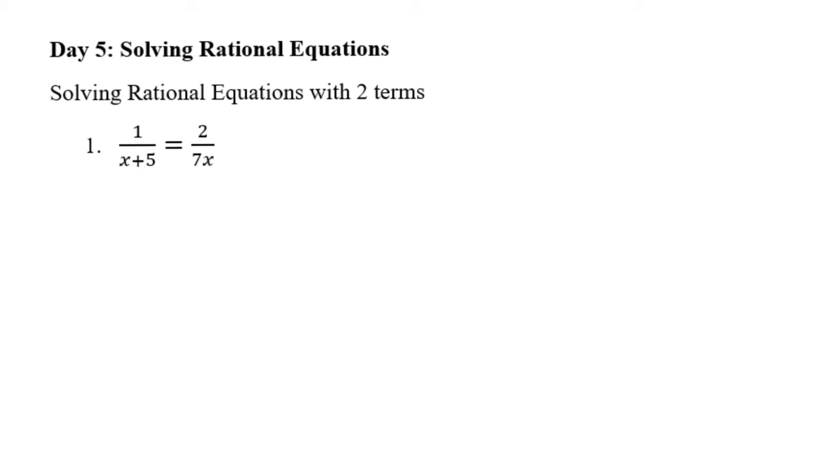Today's lesson is rational equations. So you're going to see two different types of rational equations to solve. The first set is going to be ones that look like these, where they have a fraction on either side of the equal sign. And when they have that, what we can do is we can just cross multiply them.